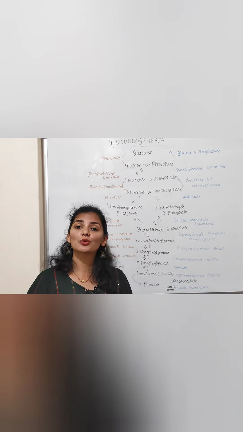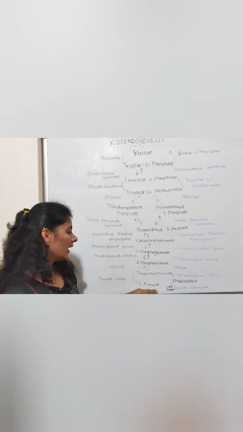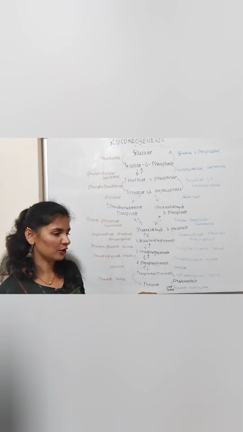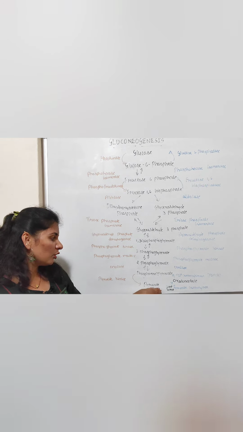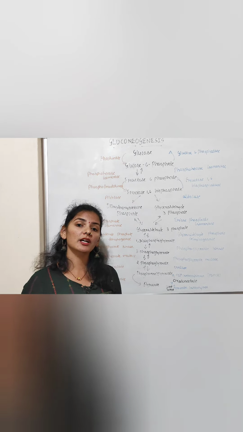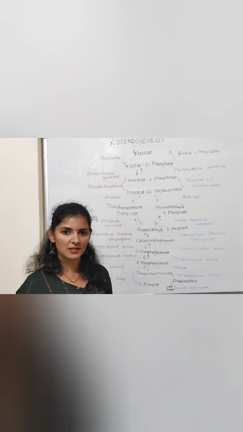Now we'll talk about gluconeogenesis, where there is a production of one molecule of glucose from any other non-carbohydrate precursor, mainly two molecules of pyruvate. In the first step, two molecules of pyruvate from the cytoplasm enter the mitochondria, where they will be converted into oxaloacetate in the presence of an enzyme known as pyruvate carboxylase.